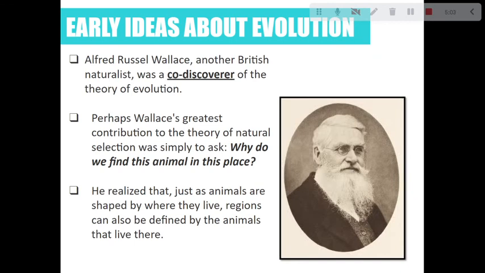Now, we also have Alfred Russel Wallace, which was another British naturalist and was a co-discoverer of the theory of evolution. Now, perhaps Wallace's greatest contribution to the theory of natural selection was simply to ask, why do we find this animal in this place? So he realized that just as animals are shaped by where they live, regions can also be defined by the animals that live there.